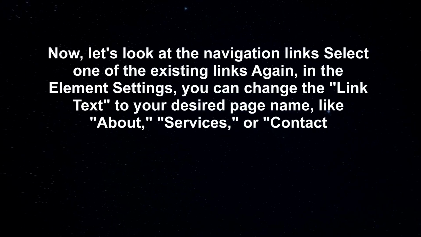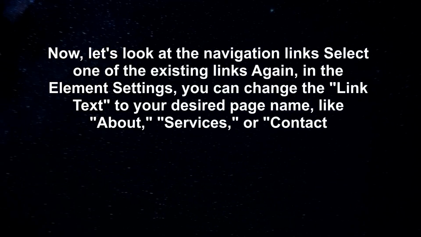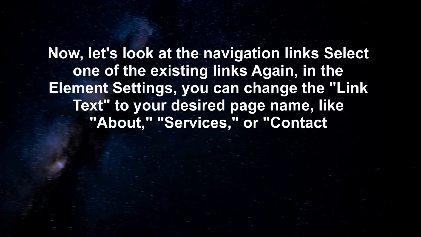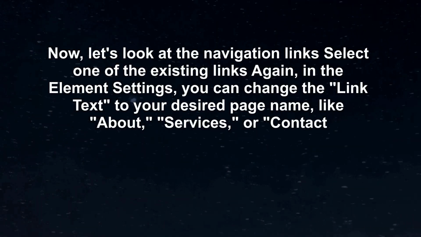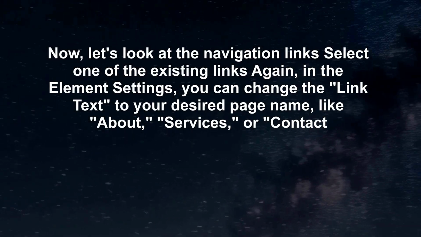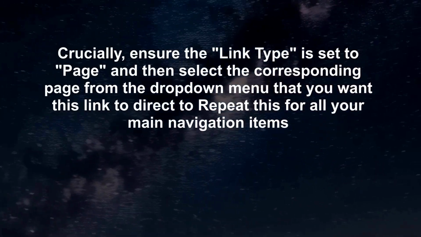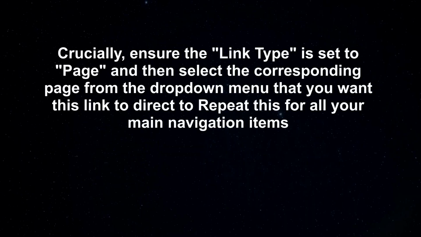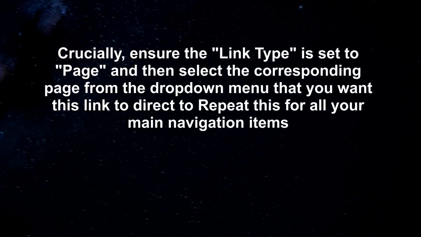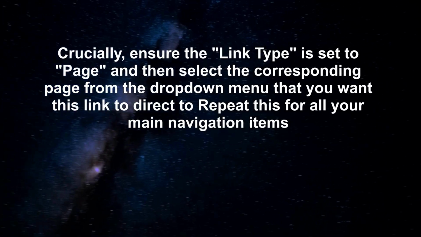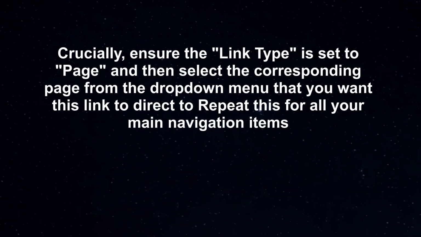Now let's look at the navigation links. Select one of the existing links again. In the Element Settings, you can change the link text to your desired page name, like About, Services, or Contact. Crucially, ensure the link type is set to Page, and then select the corresponding page from the drop-down menu that you want this link to direct. Repeat this for all your main navigation items.